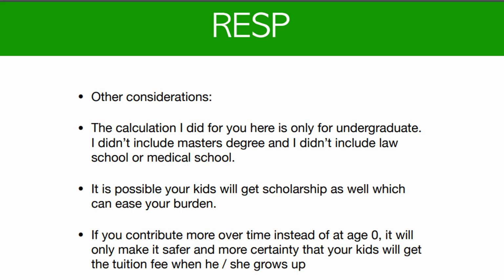So for the UBC plan I created earlier, I didn't maximize it, so it's fine. And it is possible that your kids will get scholarships as well, and that can ease your burden, or your kid can pick up a part-time job somewhere, like a supermarket, which I did. So if you contribute more over time instead of at age 0, it will only make it safer and make it more certain that your kids will grow up and get the tuition fee he needs to become educated.